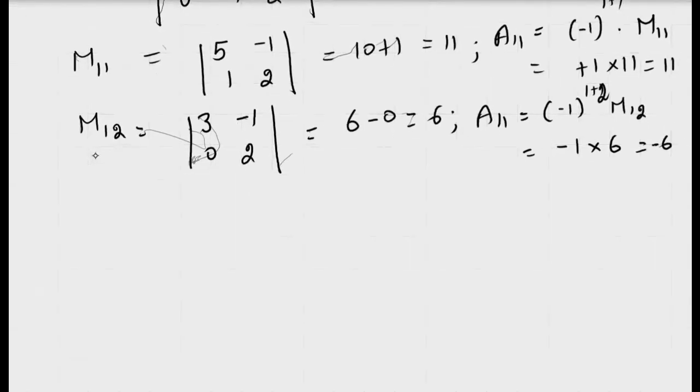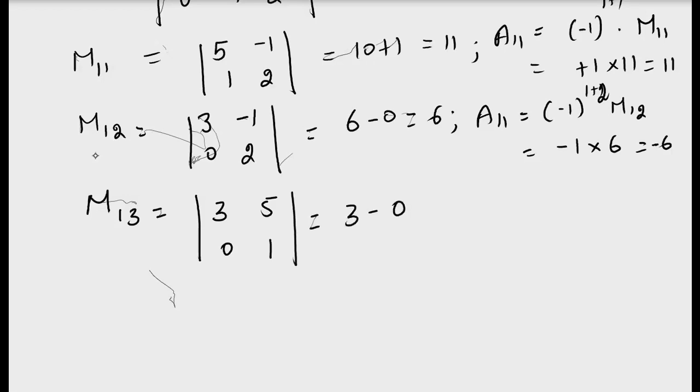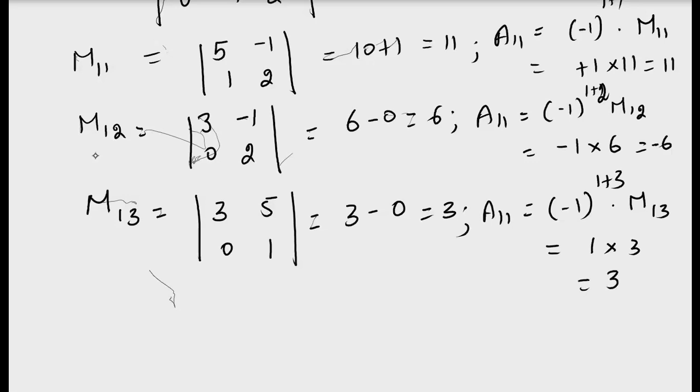Next is the minor of 1, 3, which is equal to, leave that row and that column, so that will give you 3, 5, 0, 1, which is nothing but 3 minus 0, which is equal to 3. And A13 is equal to minus 1 to the power of 1 plus 3 into M13, which is minus 1 to the power of 4, that is plus 1 into M13. M13 is 3, which is equal to 3.